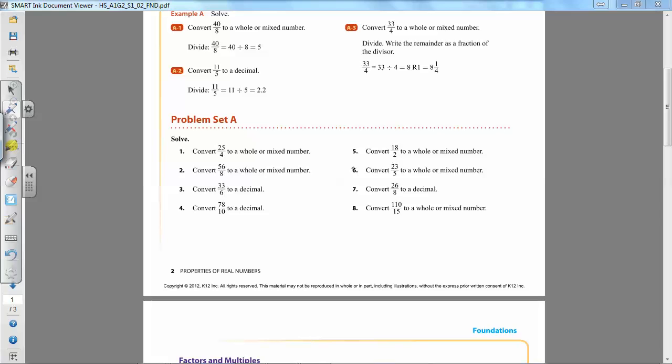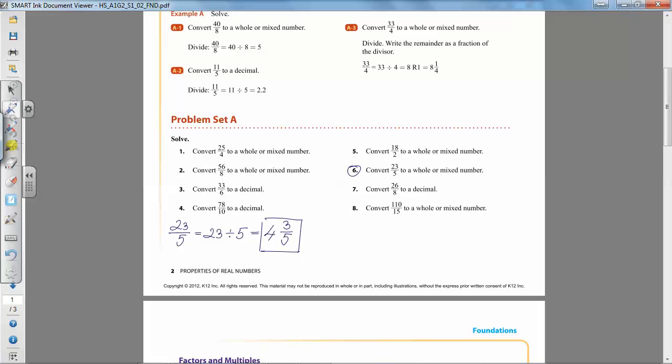Number 6 says convert 23 over 5 to a whole or mixed number. Well, 23 over 5 is nothing else but 23 divided by 5, right? Now 5 goes in 20 evenly and will go in 4 times. 4 times 5 is 20. 20 out of 23 will leave me with 3 as a remainder, and that will be over 5. And this is your mixed number for 23 over 5.